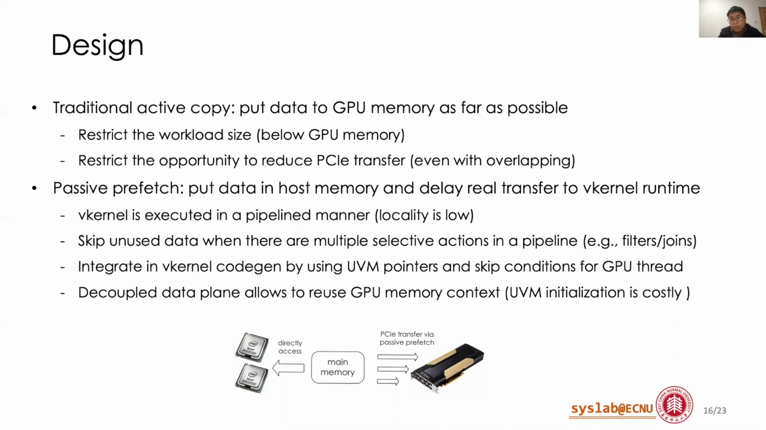This approach allows the GPU to skip unused data when there are multiple selective actions in a pipeline, such as filters and joins. Passive prefetch is integrated in code generation by using UVM pointers and skip conditions for GPU threads. Because UVM initialization is costly, the decoupled data plane allows us to reuse the GPU memory context. This optimization is inflexible in traditional data plane design, which is restricted by stateless RDD data.